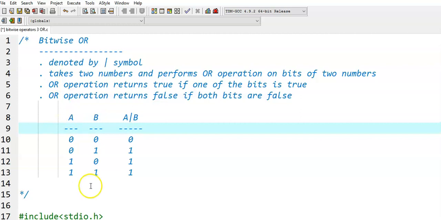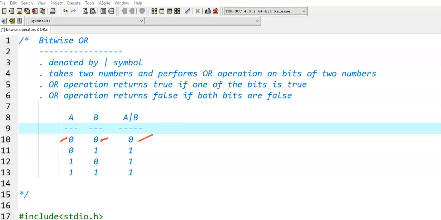Coming to this example, see here A and B are two bits. Now we have four values: 0 0, 0 1, 1 0 and 1 1. A OR B is the bitwise OR operator performed on A and B. In the first case, both A and B are 0. Since both are 0, that means both are false. The output is false. A OR B returns the false value, that is 0.